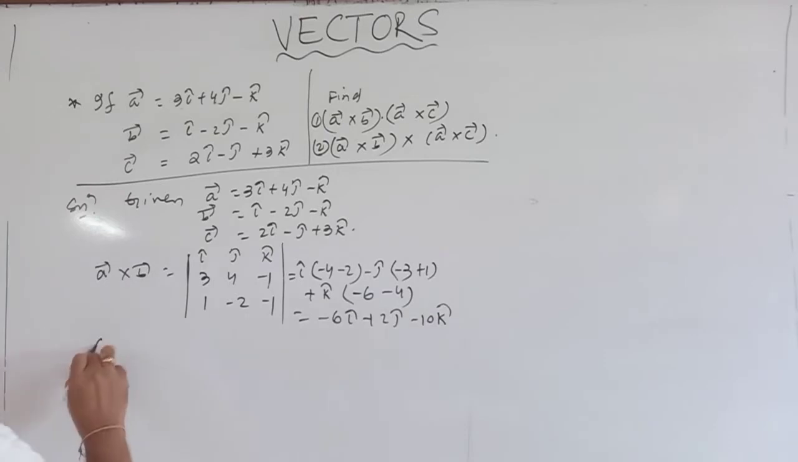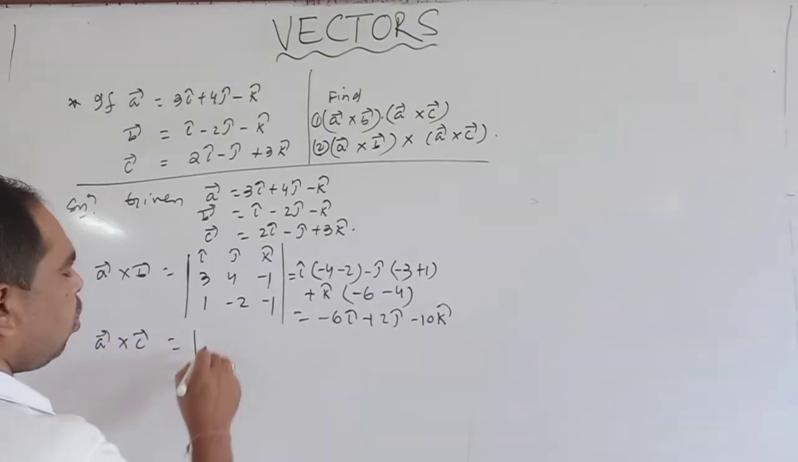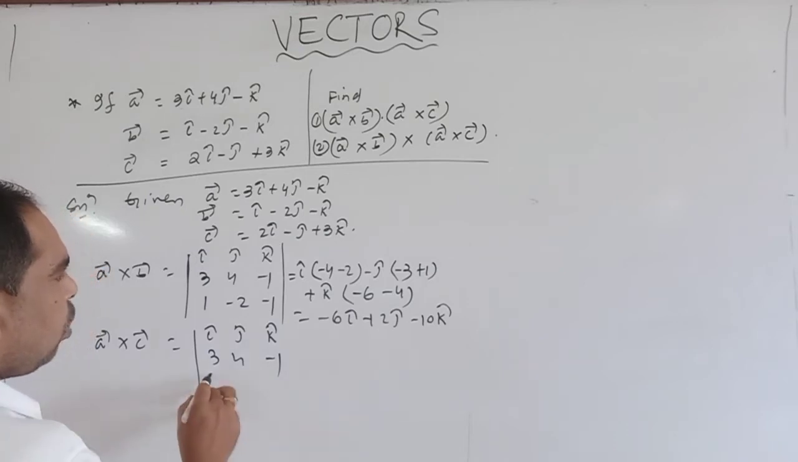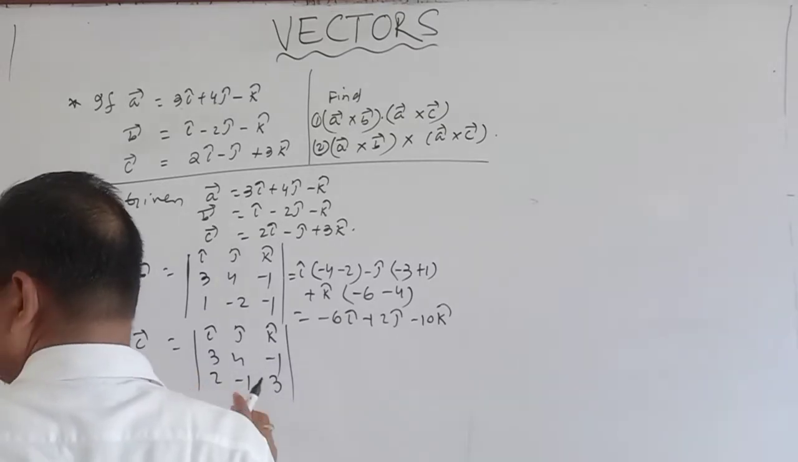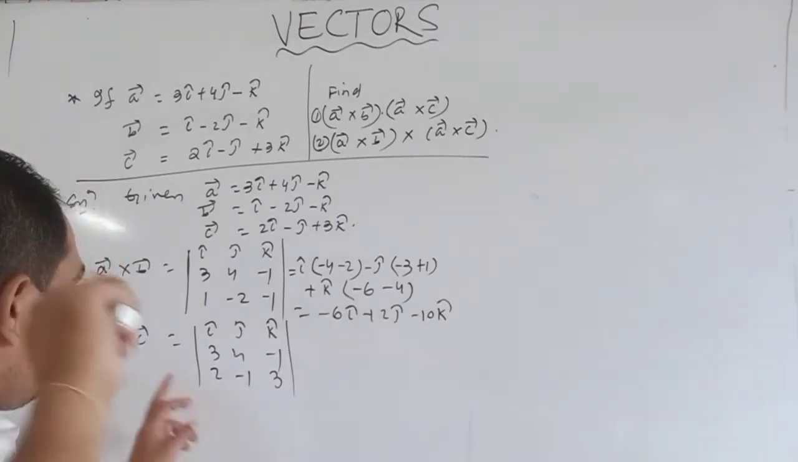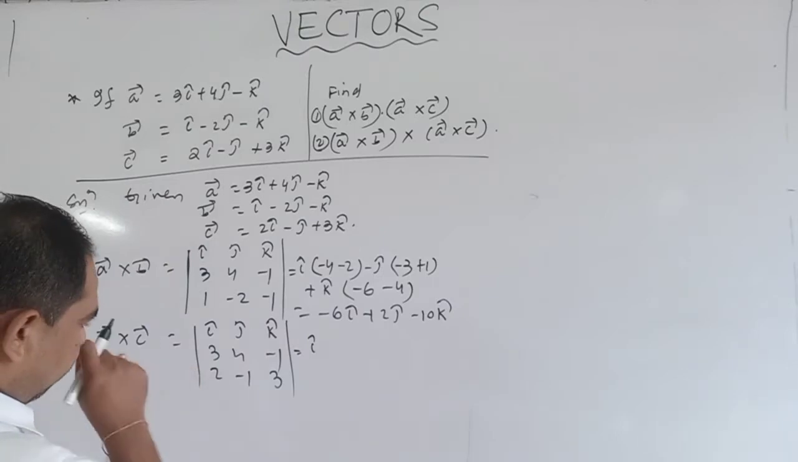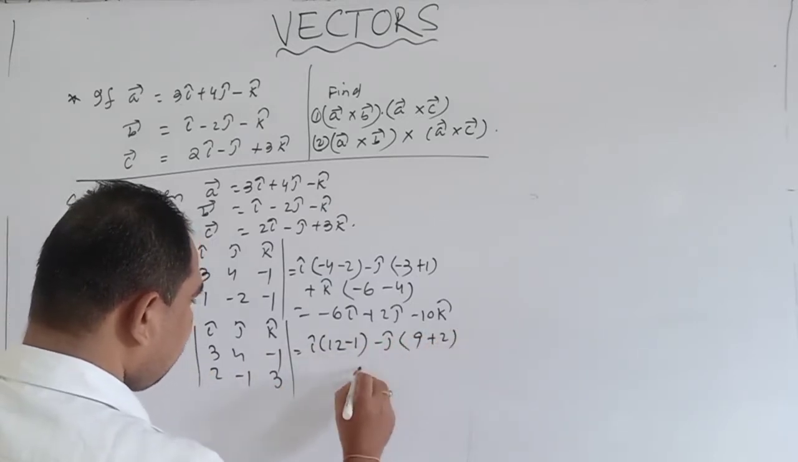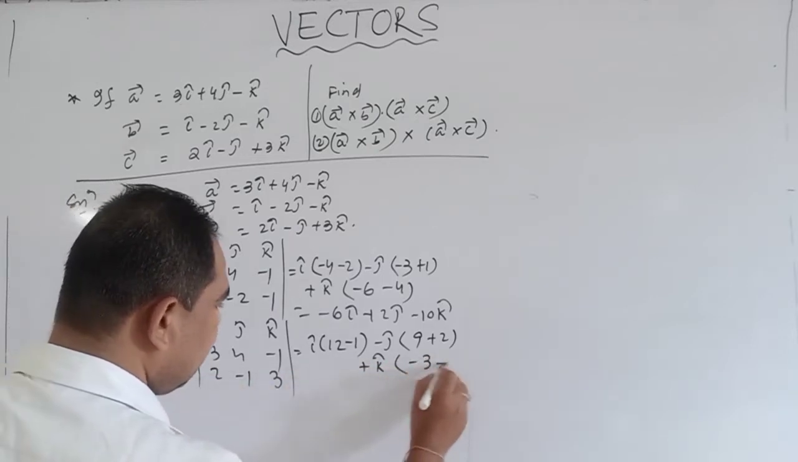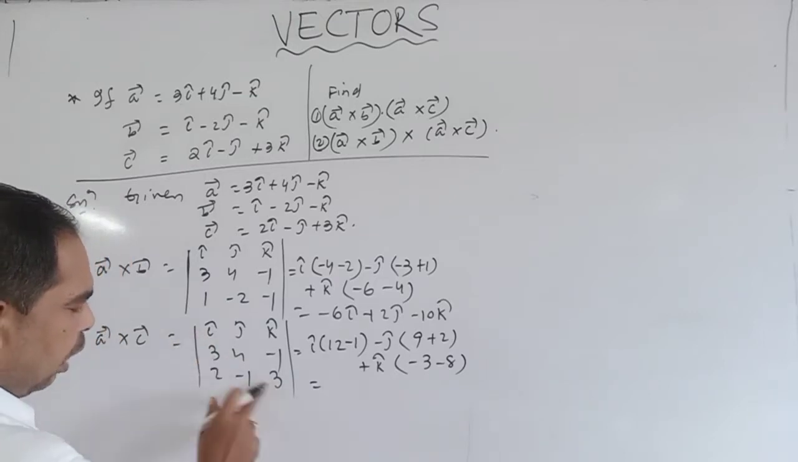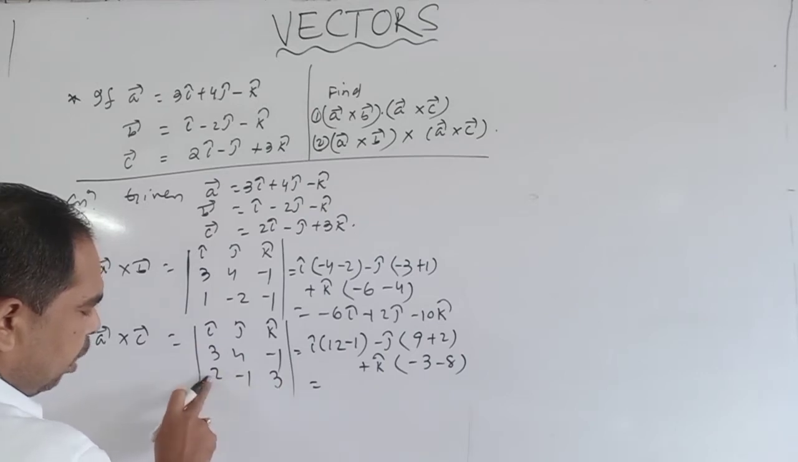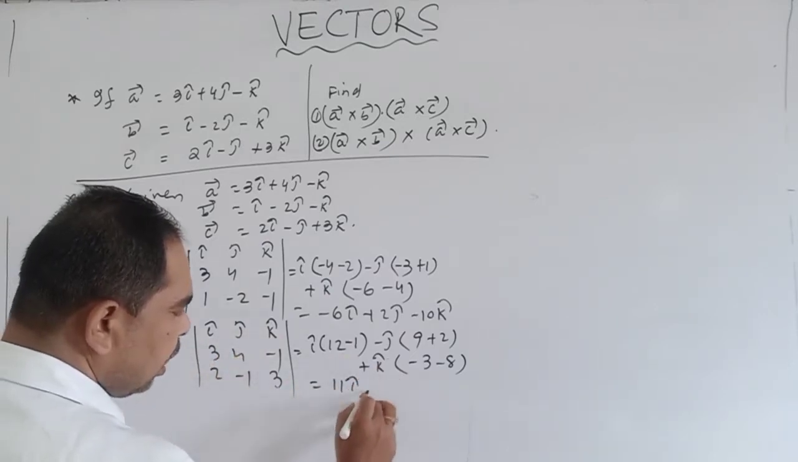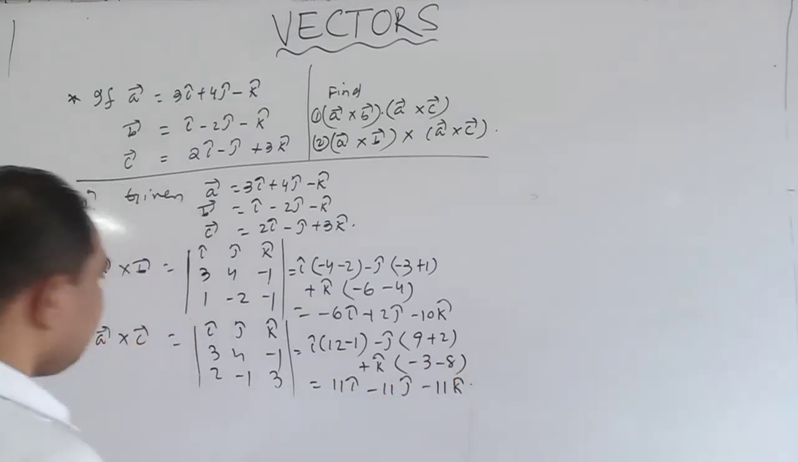This is a cross b. Next, a cross c is again the determinant of first row i j k, second row the coefficients of a, 3 4 minus 1, third row the coefficients of c, 2 minus 1 3. So a cross c is equal to i cap into 4 into 3, 12, minus 1, minus j cap into 3 into 3, 9, plus 2, plus k cap into minus 3 minus 8. Minus of minus 2 means plus 2. This is 11 i cap, minus 11 j cap, minus 11 k cap. This is a cross c.